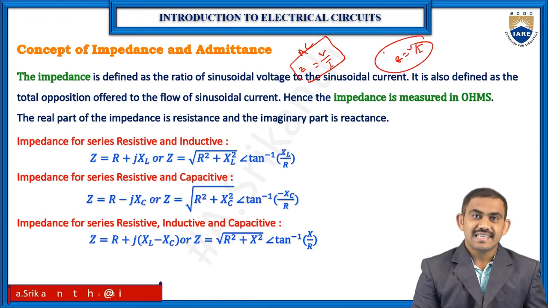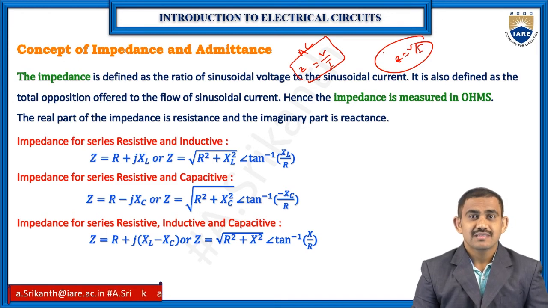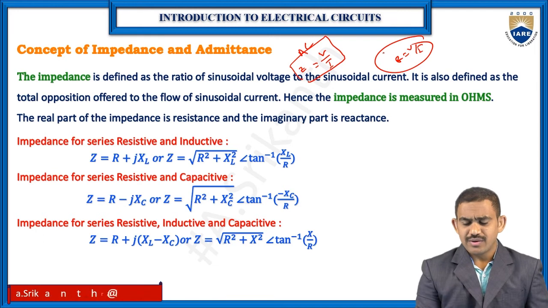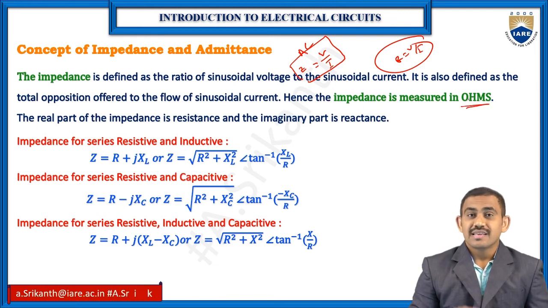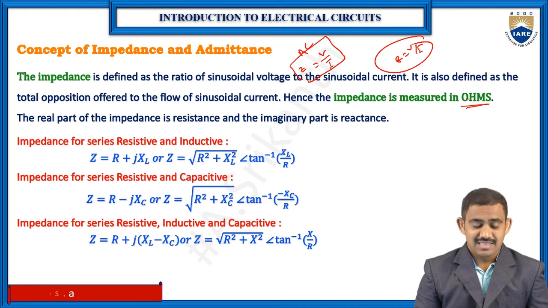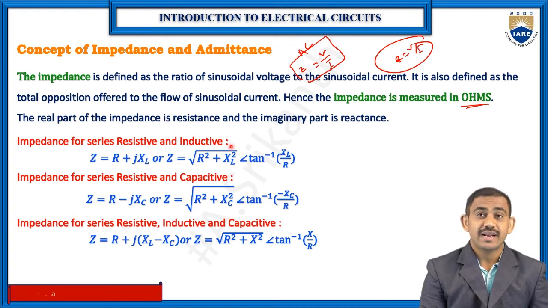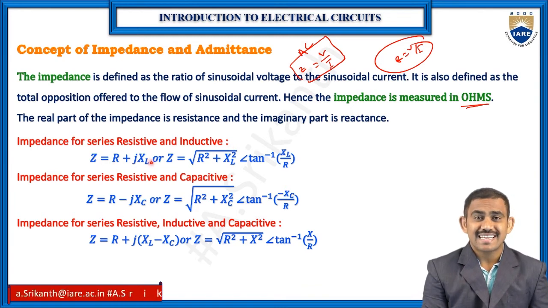Same thing here, in AC we have impedance, and the unit is ohms. Now here I have a resistor and an inductor, both in series. Then my impedance value is R, that is your real value, plus XL, your imaginary value. So R plus jXL. XL is your inductive reactance.